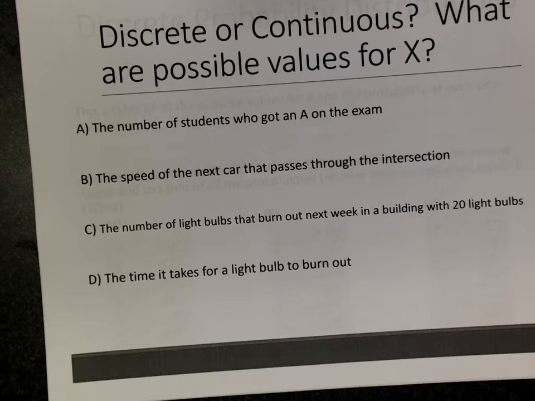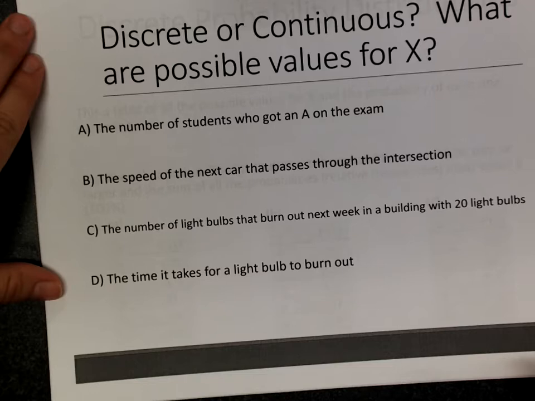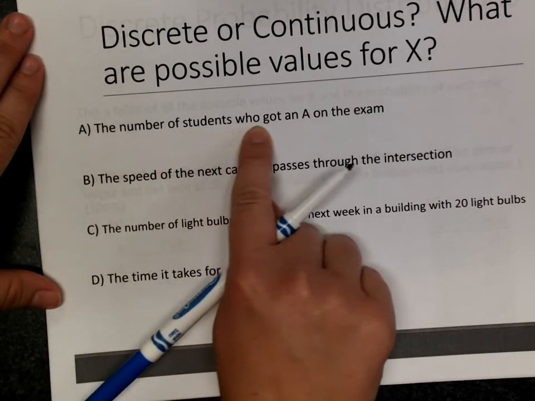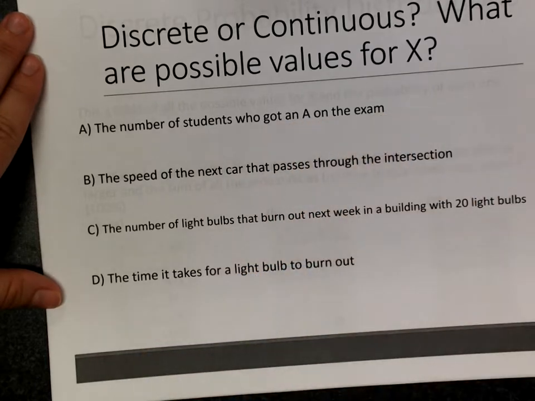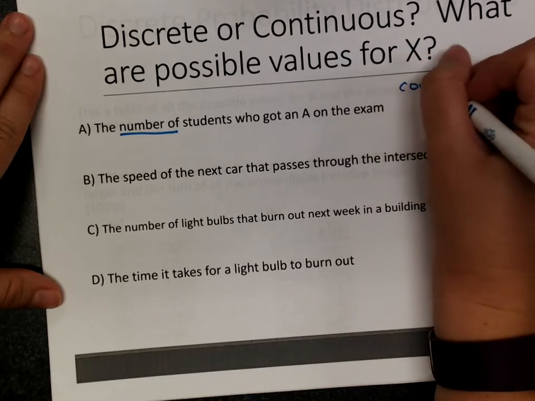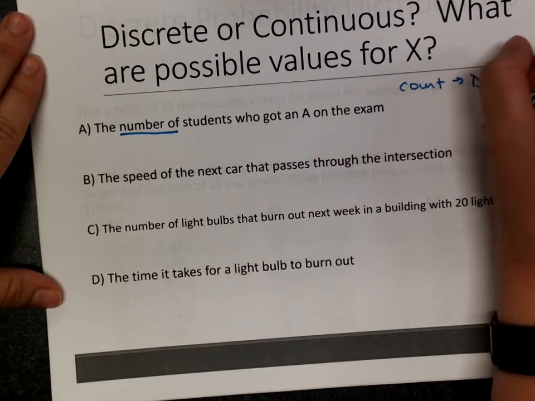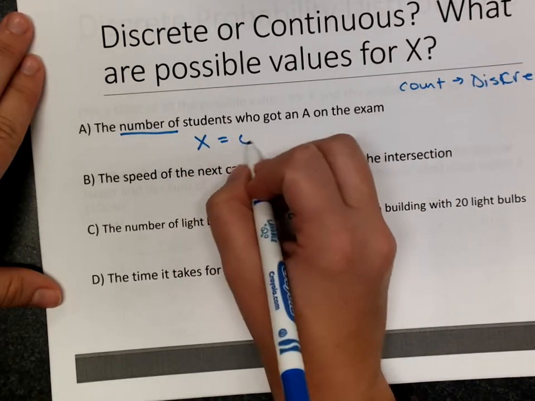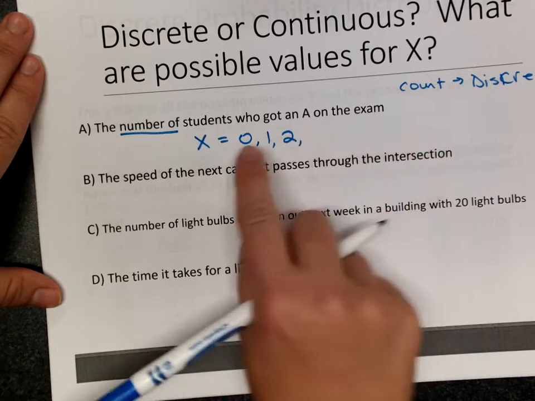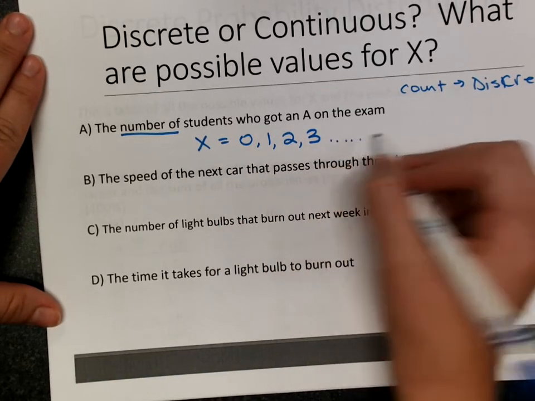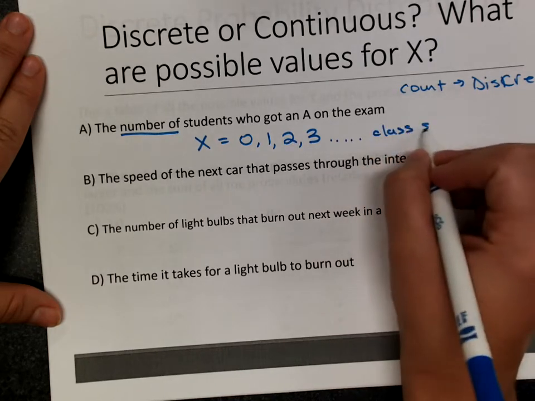So here's some examples. We need to decide if they're discrete or continuous, and then try to think of the possible values for the random variable X. So if I want the number of students in the class who got an A on the exam, on whichever exam I'm looking at, the number of students, that is a count. If we're counting, that's discrete. And X could be 0 or 1 or 2, so no one got an A, one person got an A, 2 people got an A, 3 people got an A, all the way up to the class size.